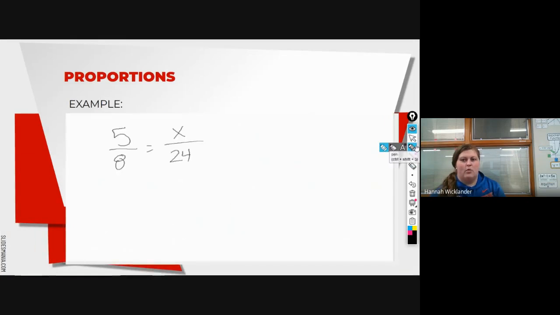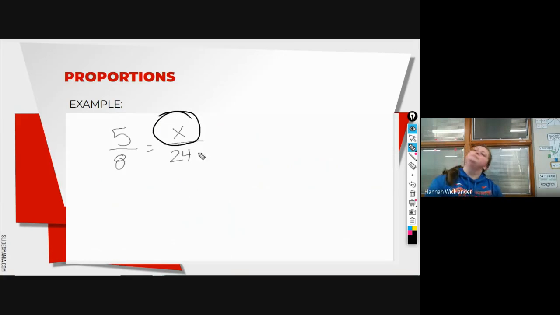So here's how we're going to be using proportions this semester. We're going to be solving for an unknown quantity. So we're going to do the same thing we just did with cross multiplying to solve. So I'm going to do my cross multiply. So I get 5 times 24 equals 8 times X. So I'm going to simplify by doing the math. 5 times 24 gives me 120.